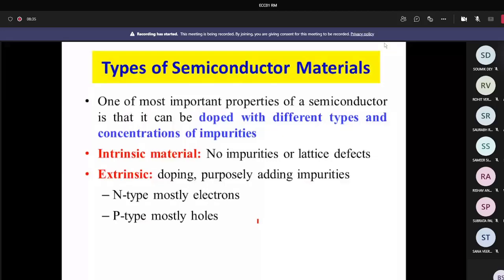Carrier concentrations, so either N-type or P-type. N-type, you have already read this in class 12: N-type semiconductors and P-type semiconductors. In N-type you have mostly electrons; majority carriers are electrons.